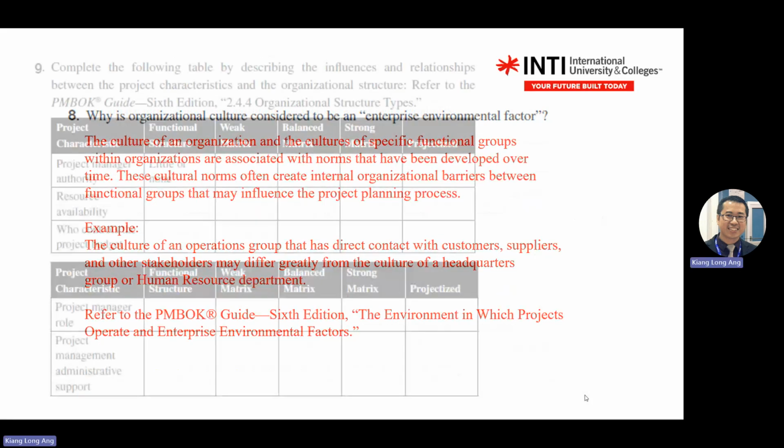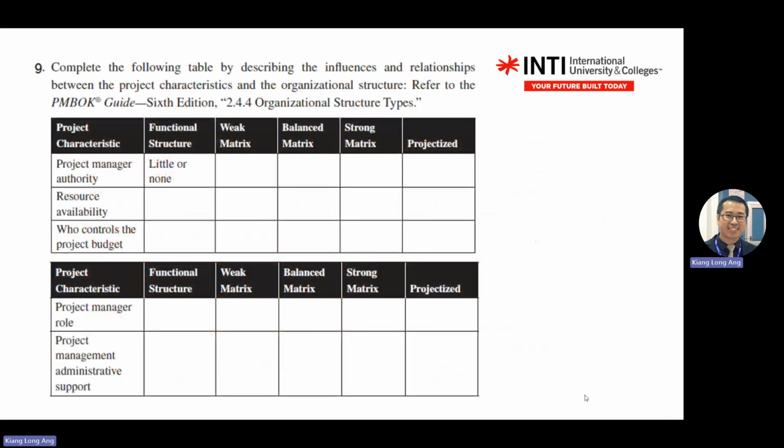Okay. So this one is the same as question 3 just now. Complete the table below, on influence and relationship. This one came out in test 1 or test 2 previously. So I think you can fill in: functional structure, weak matrix, balanced matrix, strong matrix, and projectized. We look at a few dimensions. First, we look at authority.